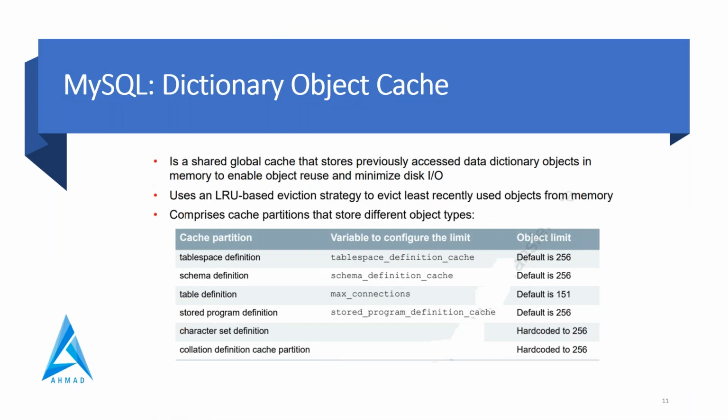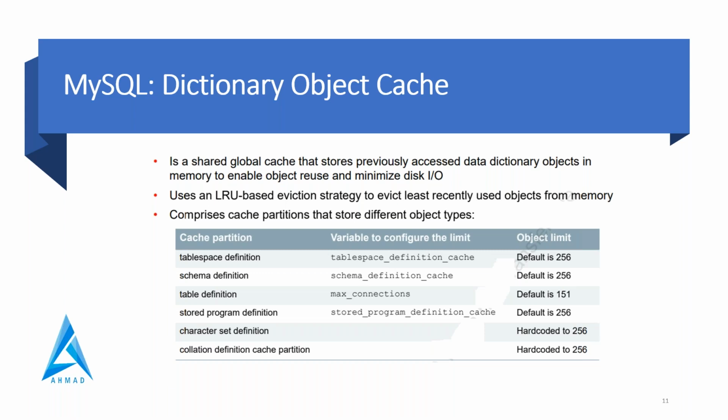Now, the dictionary object cache. What is it all about? It is a shared global cache that stores previously accessed data dictionary objects in memory to enable object reuse and minimize disk I/O. It uses an LRU-based eviction strategy, the same as in Oracle, and whatever objects are not being used, it will flush out. And it comprises cache partitions that store different object types.